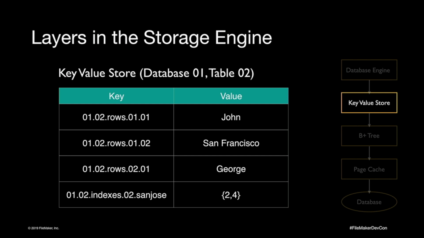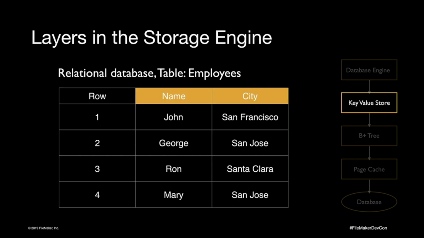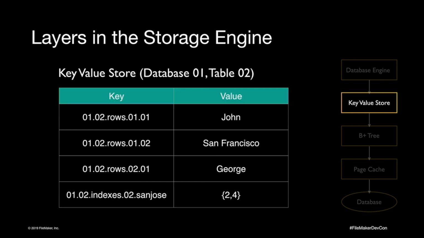So what it means is that in database 1, table number 2, for the indexes, the field number 2 with a value of San Jose has a set called 2, 4. What this means is, if you look here, for the field value of San Jose, there are 2 rows which satisfy that property, 2 and 4. So that's why we are storing a set called 2, 4.